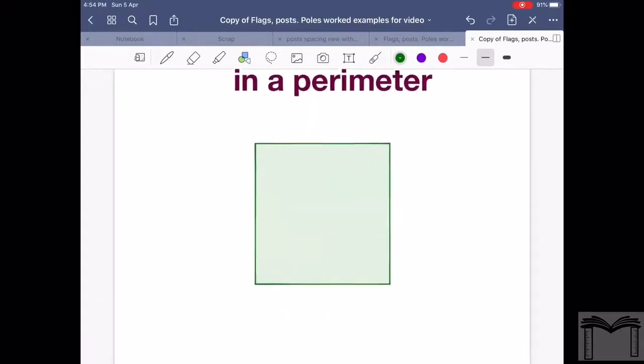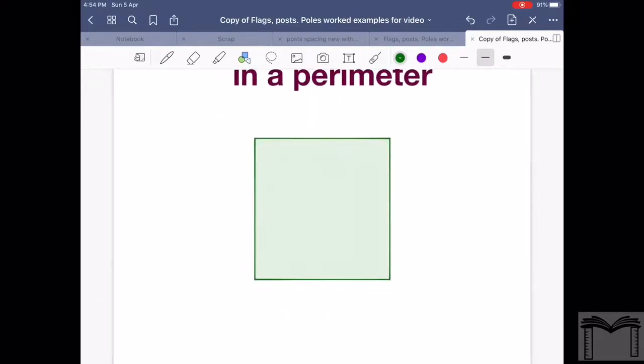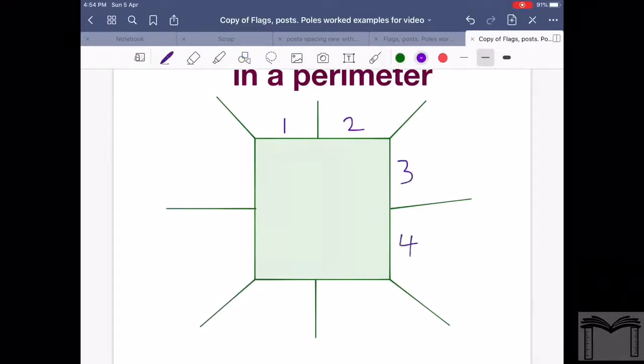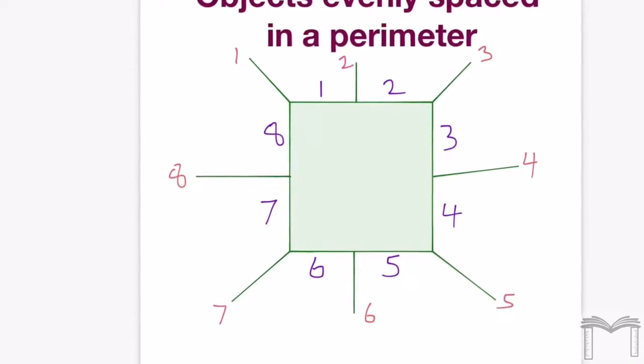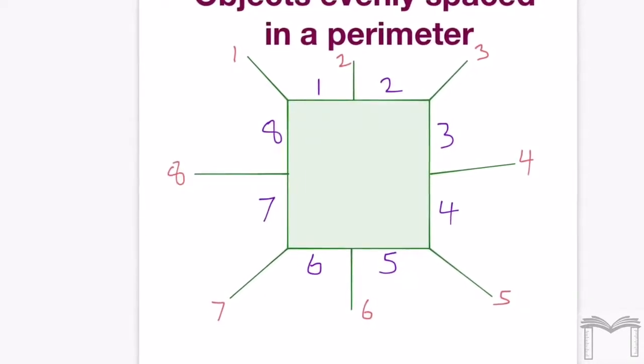Here we have a square field. We are going to put poles that are evenly spaced around the field. So that's 1, 2, 3, 4, 5, 6, 7, 8 spaces, and 1, 2, 3, 4, 5, 6, 7, 8 poles. So it's clear that the number of spaces, 8, is equal to the number of poles, 8.